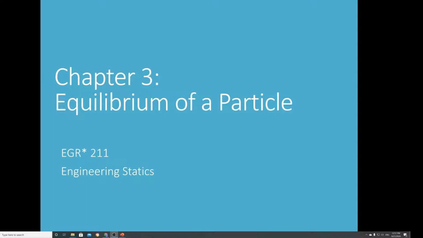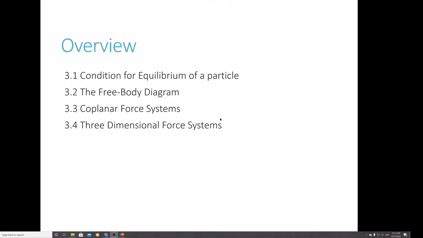Okay, I'm going to take a look at Chapter 3, Equilibrium of a Particle. A particle is basically defined as a small quantity of matter. In our case, we can think about the object as a point. All right, so we're going to look at the condition for equilibrium of a particle.